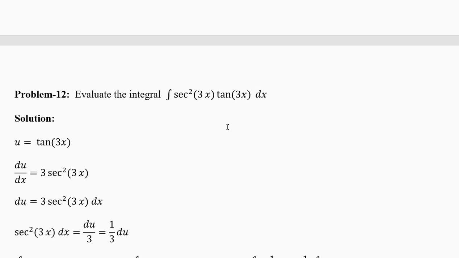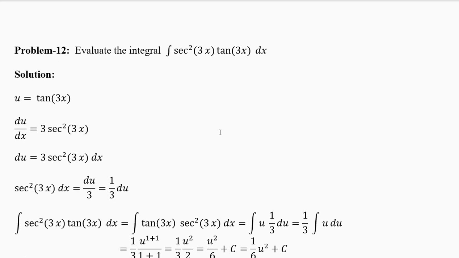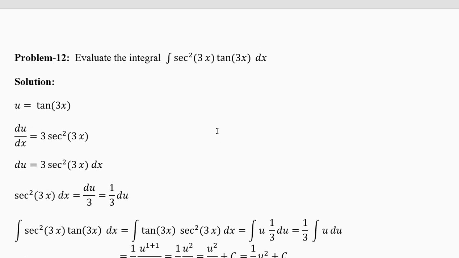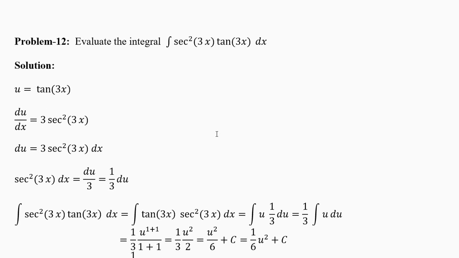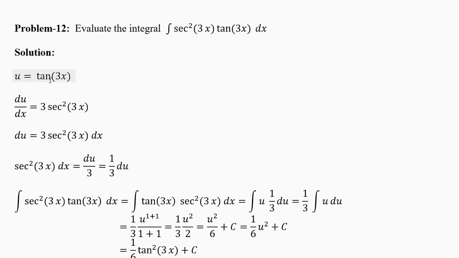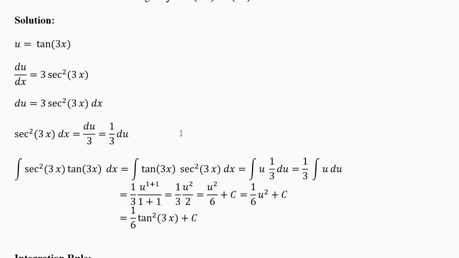By mistake, if you think your secant squared is u, the derivative of u will not fit. So you have to choose u equal to tangent 3x. There is another choice which I am not going to discuss right now. We'll discuss it in some other topic later on. So u equal to tangent 3x, du/dx equal to 3 secant squared 3x, du equal to 3 secant squared 3x dx. So secant squared 3x dx equals du by 3, which is 1/3 du.